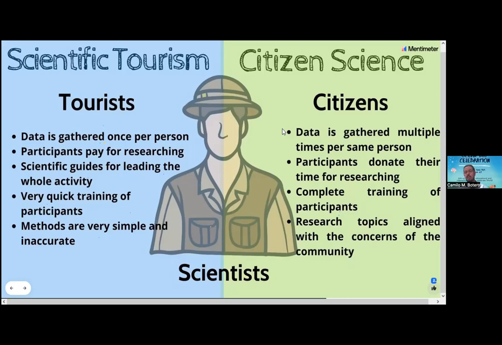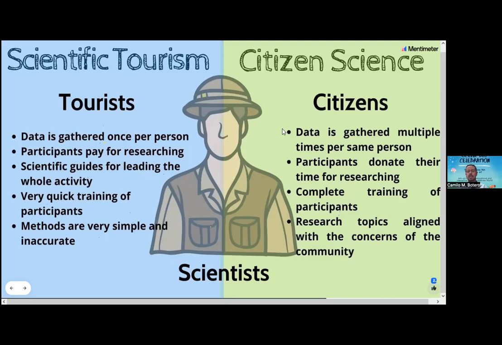But okay, let's go to the other side, the citizen side. First, the data is gathered multiple times per same person. Why? Because citizen science is done with the people that live in the place. And because the people living in this place can go often to the same place to obtain the data. It means that the participants donate their time for researching. They are not paying, different from tourists, who pay for the experience. The citizens of the local community are not paying, but they are donating their time.